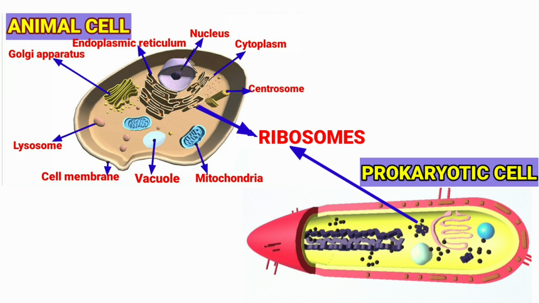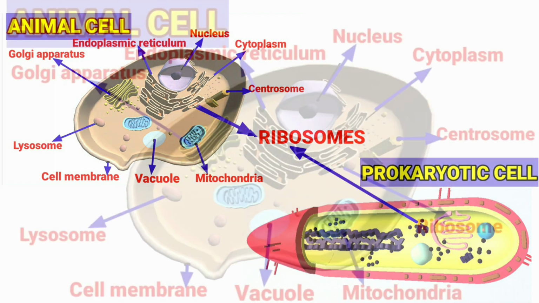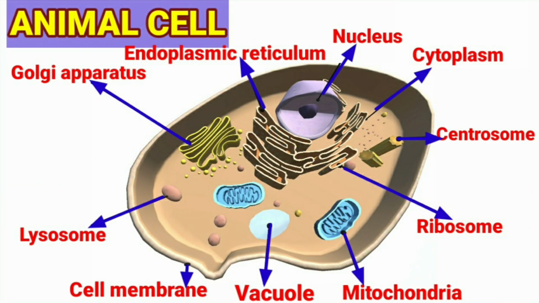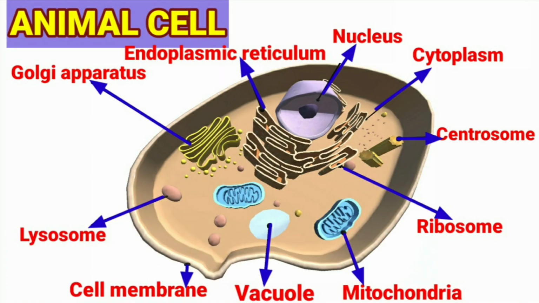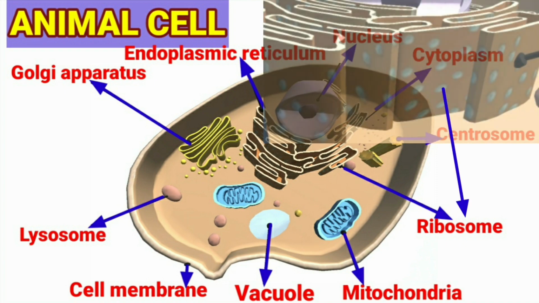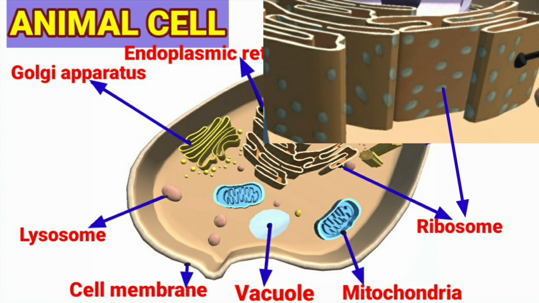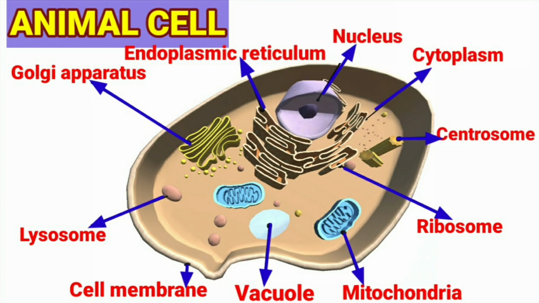Ribosomes. Ribosomes are membraneless small granules made up of RNA and proteins, found in both prokaryotic and eukaryotic cells. Ribosomes are formed in the nucleolus and the nucleus. Two types of ribosomes are there: free ribosomes and fixed ribosomes. Free ribosomes are scattered in the cytoplasm. They are many in number. Fixed ribosomes are attached to the rough endoplasmic reticulum, which is known as the protein factory of the cell.